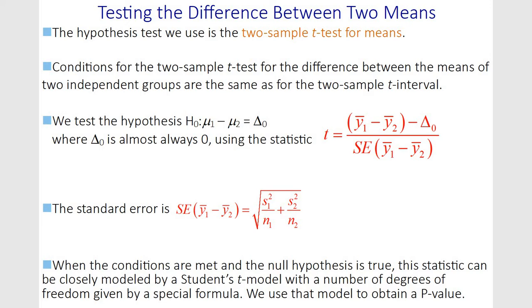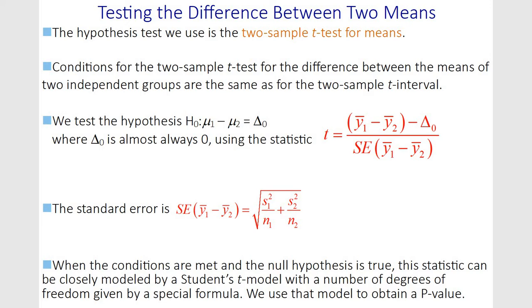Now, for testing the difference between the two means, we have our hypothesis test. Again, your null hypothesis is you're subtracting them, and usually, it's almost always, going to equal 0. Okay, you want that difference to be 0. Okay, let's see. Here we have our standard error.